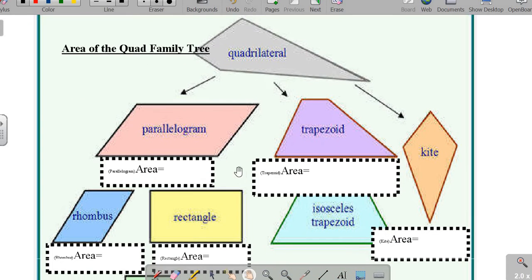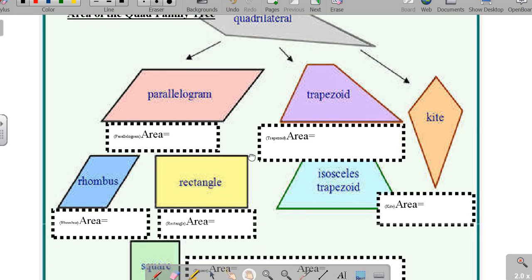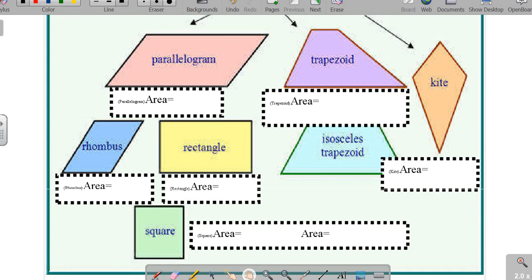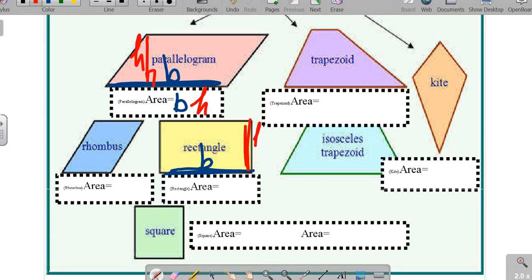In your quad family tree, parallelogram is base times height. Height always creates a right angle. A rectangle is also base times height. Height always creates a right angle. Of course, in a rectangle, you might commonly know it also as length times width, and that's perfectly fine.